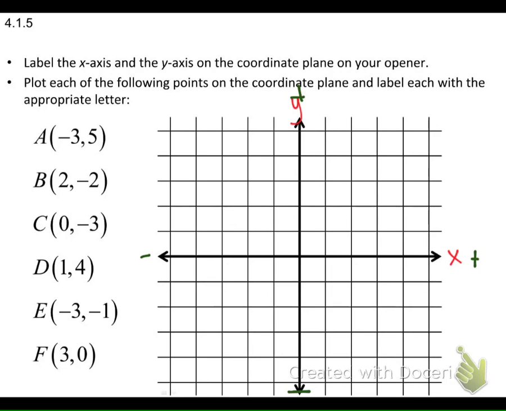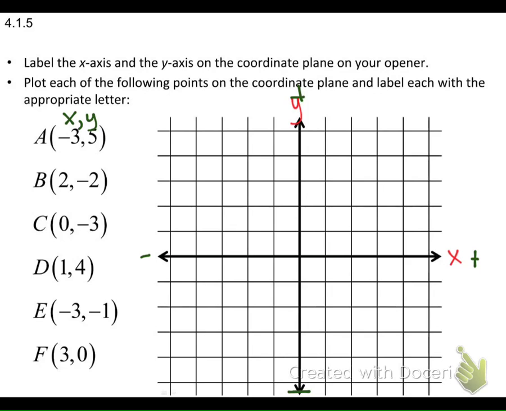So we're going to look at our graph here. We're going to plot point A. We're going to start at the origin. Remember, when we're doing ordered pairs, what comes first, x or y? X, then y. Why does x come before y? Why isn't it yx? Yeah, it's how it goes in the alphabet. It's just the order.